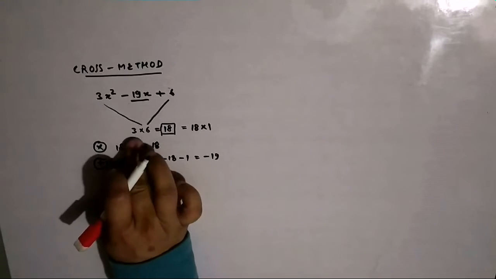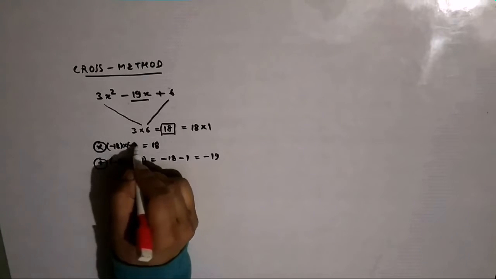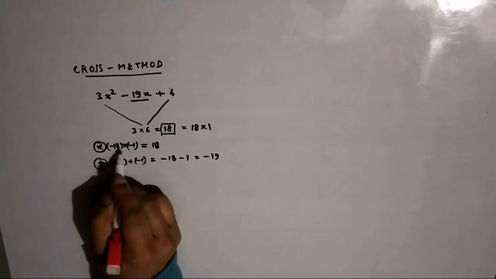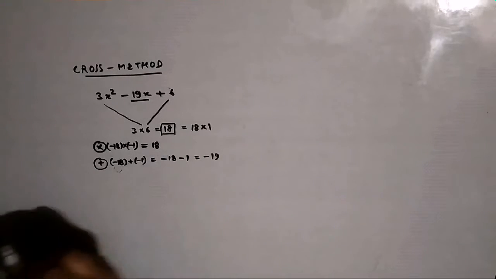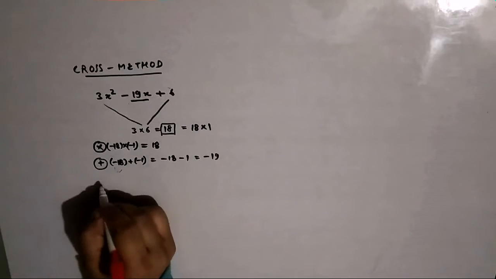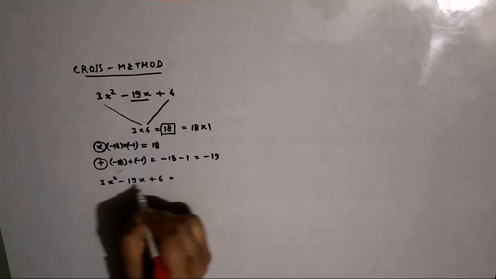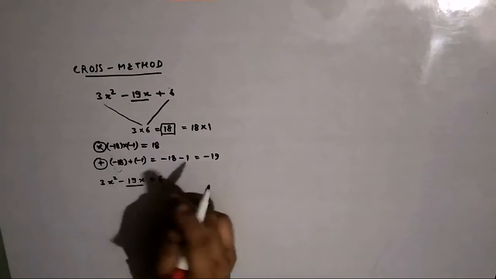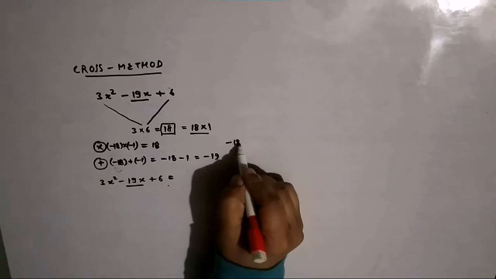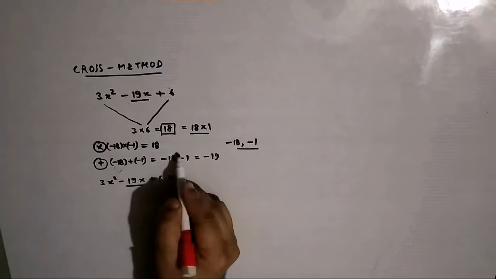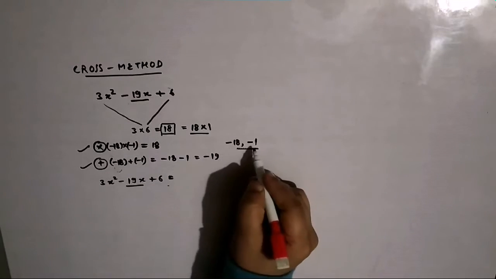The multiplication would be minus 18 into minus 1, so that becomes plus 18, since minus 1 multiplied by minus 18 becomes plus. So the factors now are minus 18 and minus 1. So for this 3x square minus 19x plus 6, you have to split the middle term in the form of these factors. We have seen this from here, so this 19 can be written as minus 18 and minus 1.